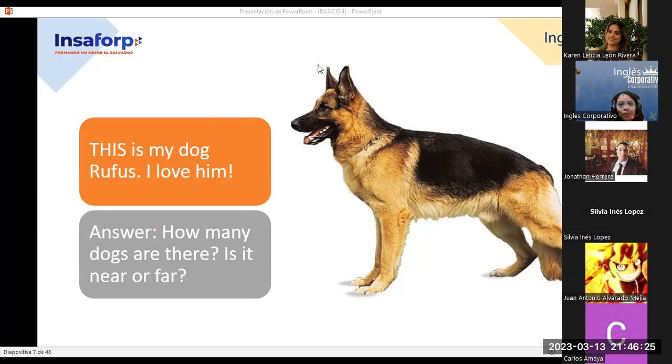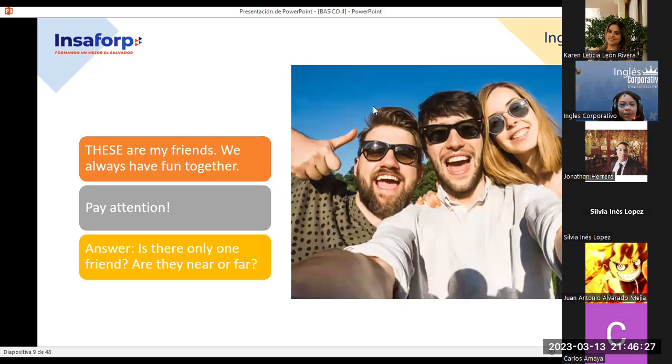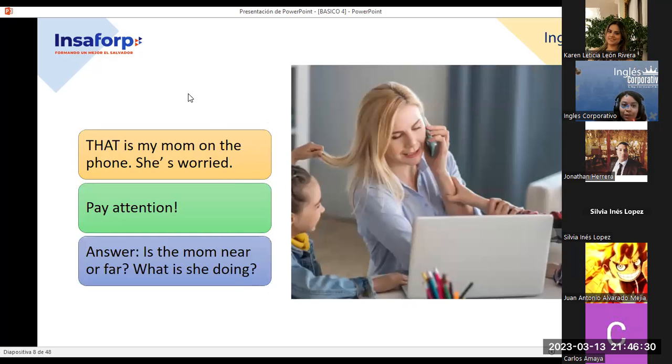Okay, so I got this one. That is my mom on the phone. She is worried. Okay, now the mother, is she near or is she far away? Según esa palabra, that is my mom on the phone. She is worried. ¿Está cerca o está lejos? Is she close or far away? Far away.